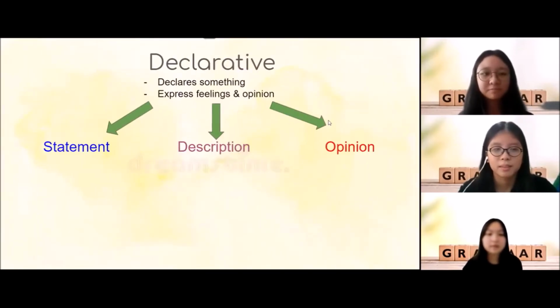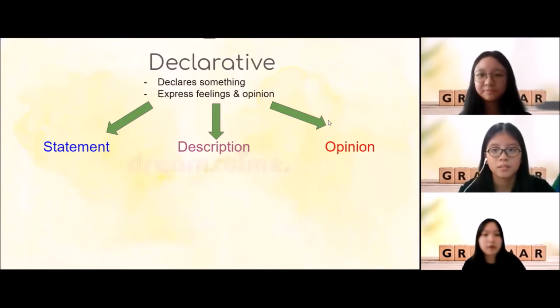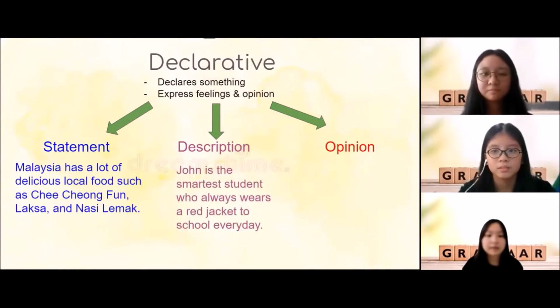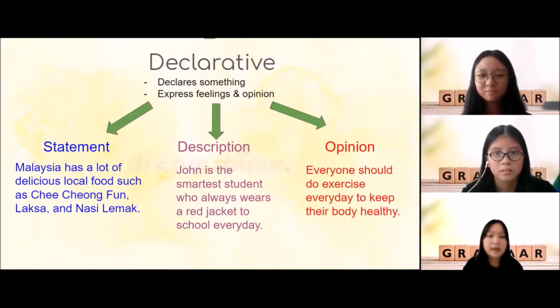So a declarative sentence is a sentence that expresses feelings and opinions, and also shows a statement. For example, the statement is Malaysia has a lot of delicious food, local food such as chee cheong fan, laksa, and nasi lemak. So the main point is a lot of delicious local food. And as for description, the example is John is the smartest student who always wears a red jacket to school every day. And a red jacket is a description in this sentence. And for opinion, everyone should do exercise every day to keep their body healthy. And as it is an opinion, we use the word should in the sentence.